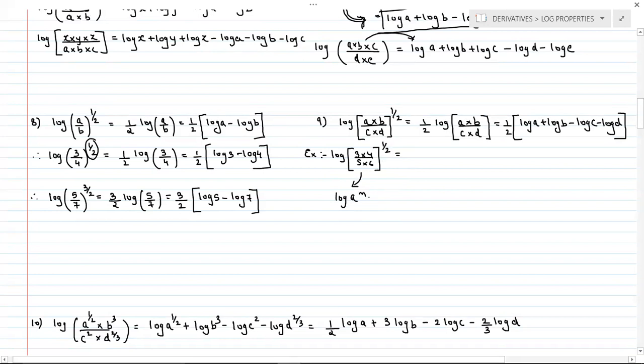So can I say this looks like log A raised to M? So it can be written as M into log A. Yes or no? It can be written as M into log A. So in the next step, it can be written as what? 1 upon 2 will come down. Then 3 into 4 upon 5 into 6.